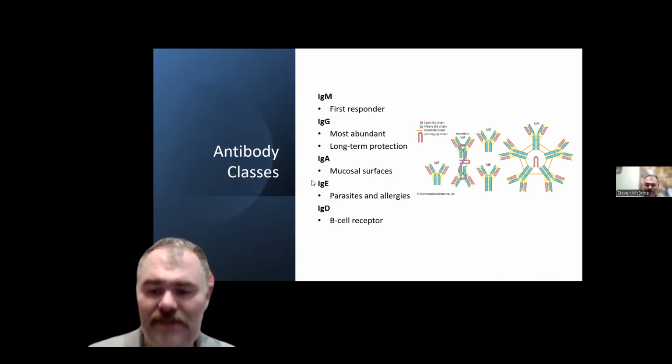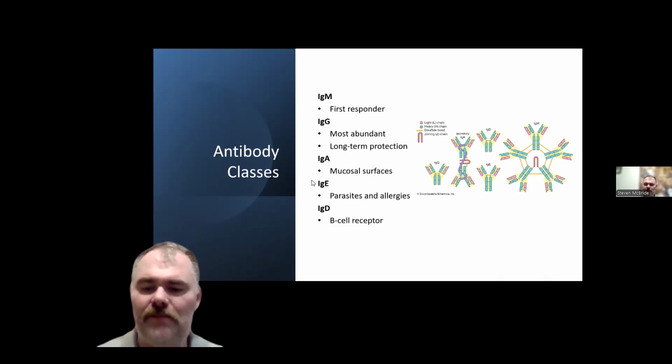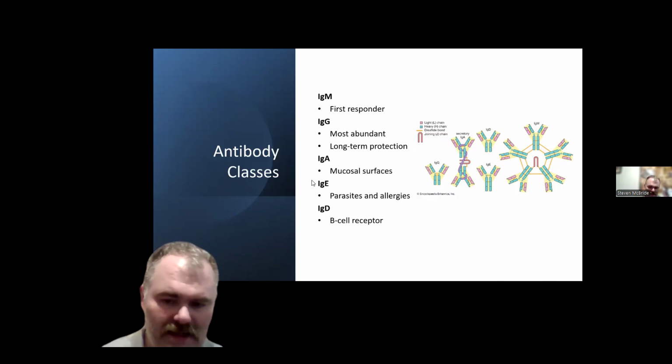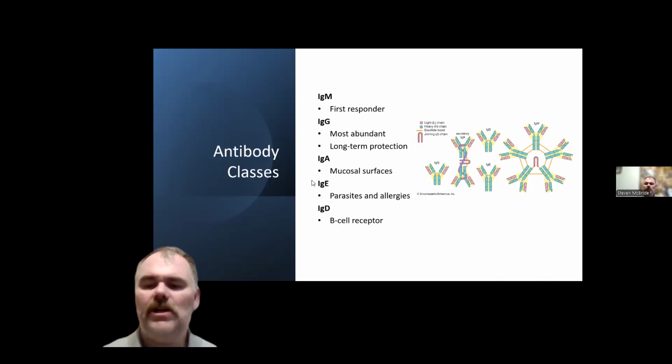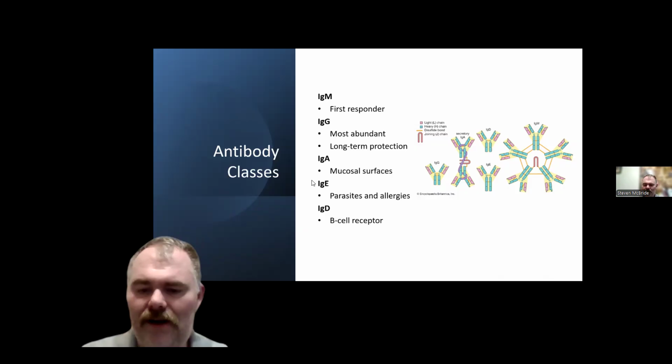IgE is involved in defense against parasites and also plays a central role in allergic reactions. IgD is found primarily on the surface of B cells, where it functions as part of the B cell receptor complex. Together, these antibody classes allow the immune system to protect many different parts of the body.